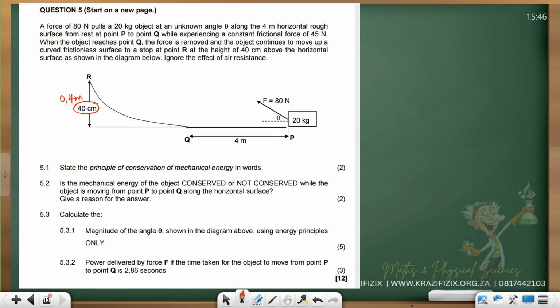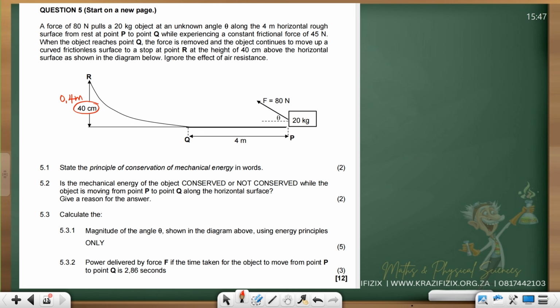Okay, first problem there. All right. State the principle of conservation of mechanical energy. Please, that's 2 marks. In an isolated system, the total mechanical energy is conserved.